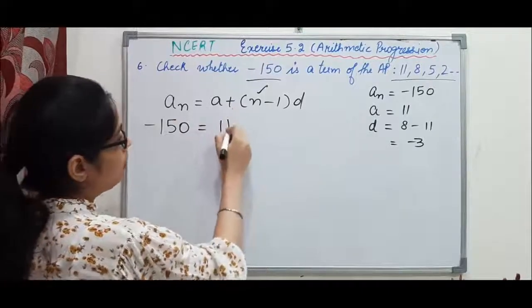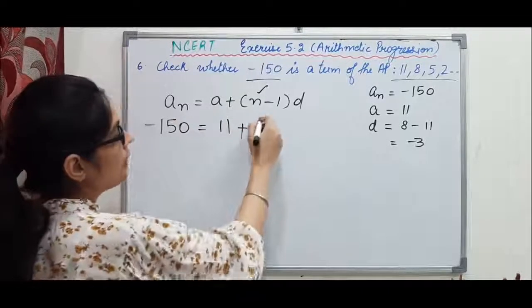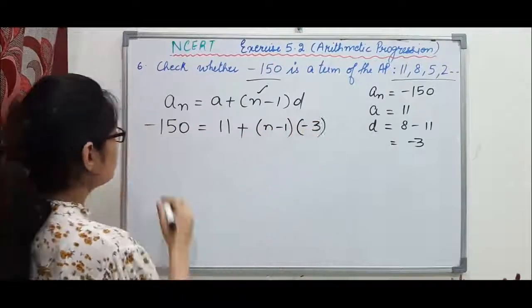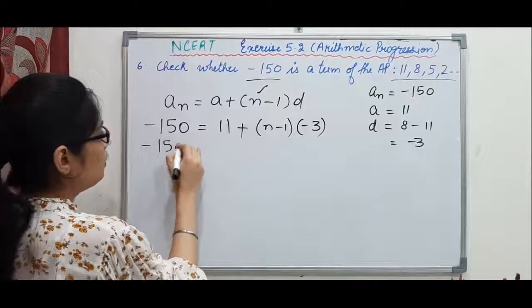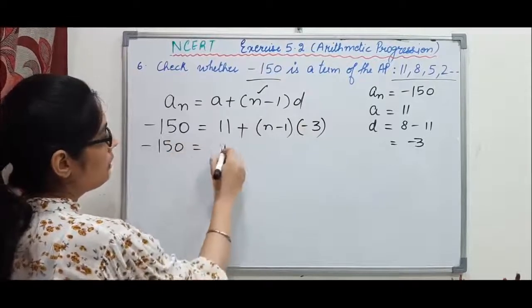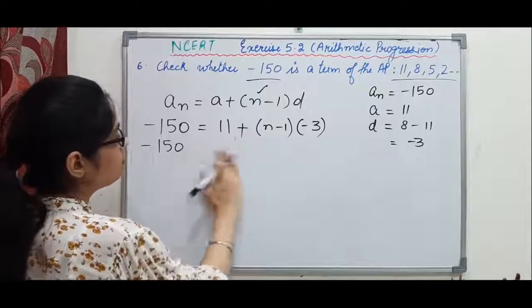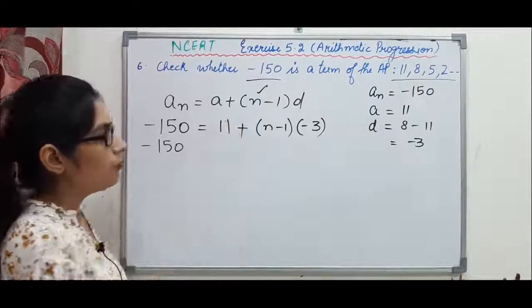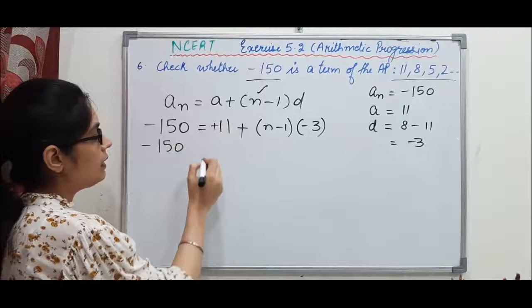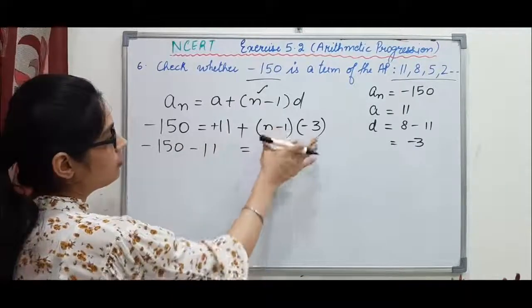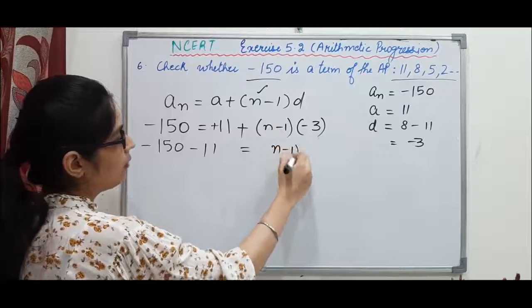A is 11. I am just substituting the values. n we have to find, n minus 1. d is minus 3. Minus 150 is equal to 11 plus n minus 1 into minus 3. First we will shift 11 to this side. So 11, it is plus 11. When I shift to this side, it will change to minus 11, equal to these two terms as it is, we can write.